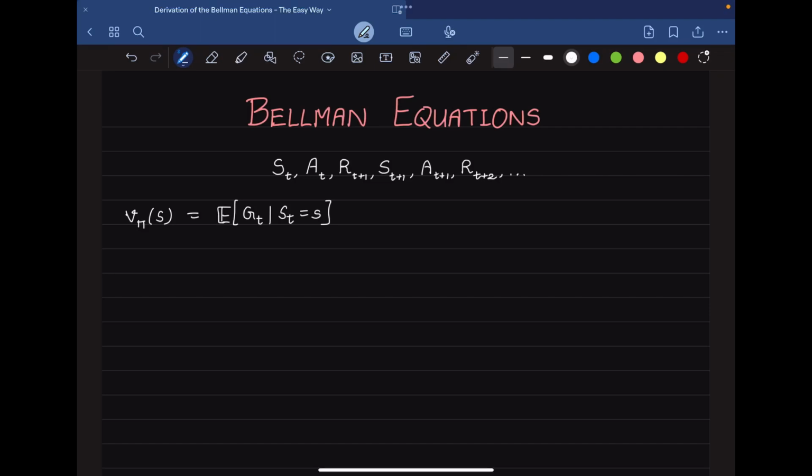So this time, let's try to derive the Bellman equations with an easier process than before. And so we will not be using the law of total expectations in this video. So we have the state value function expression given over here, where it is simply the expected return given that you start from the state S and you follow the policy pi optimally thereafter.